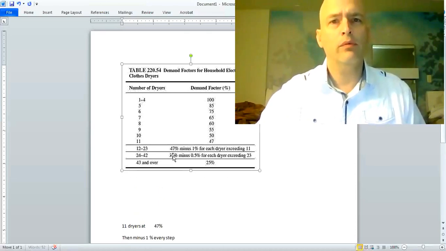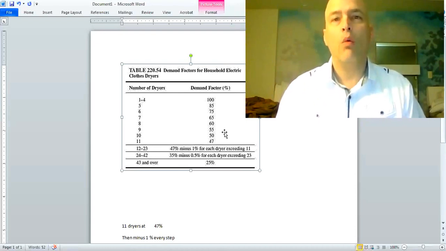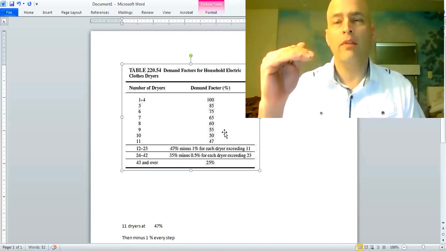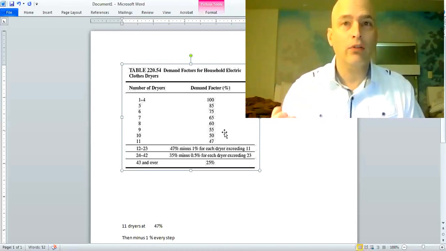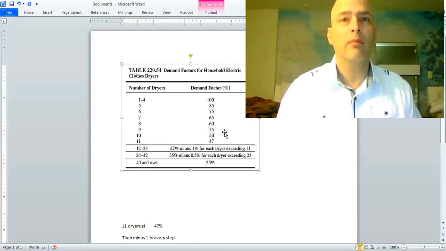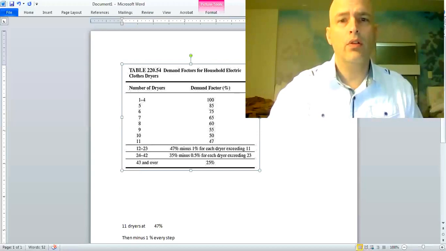Looking at the table that you're seeing on page 71 of your code book, you'll see that for 1 through 4 dryers, there is a demand factor listed on the right-hand side there of 100%. What you're looking at on all of those demand factor percentages, those are multipliers, so they are factors to be used as a multiplication step. So, for example, if I was trying to do a dryer that was 1 through 4, 100% of the demand factor.